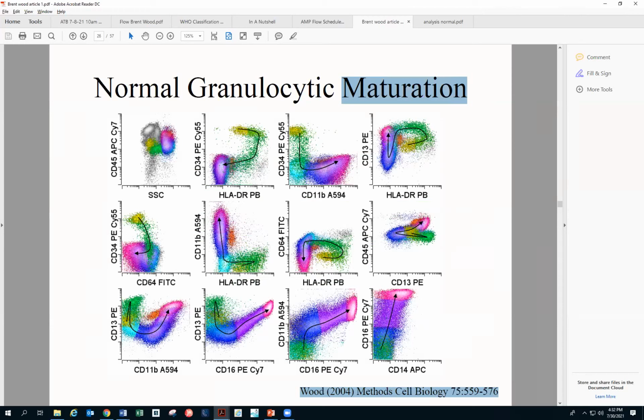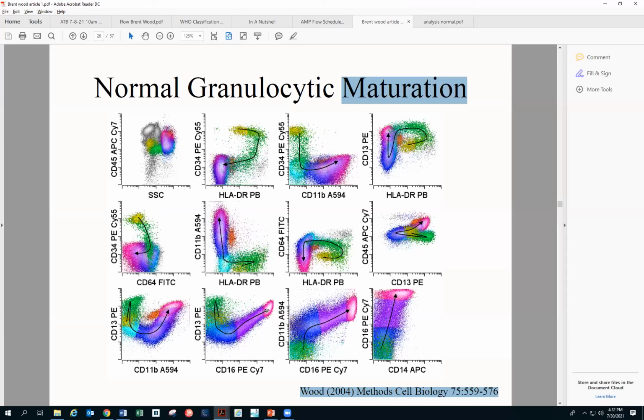CD13, as I showed, there will be a dip. We already talked about that dip in the myelocyte stage. So that's the dip. This is all saying the same. Then 16 is important. 15 and 16, we know, are more of the mature granulocytic markers.